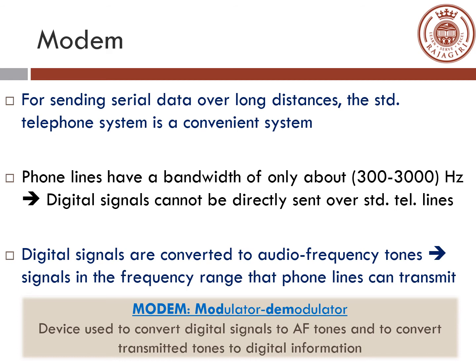So the ones and zeros need to be converted to different frequency tones in the range that the phone lines can transmit. The device used to do that is called a modem. Modem stands for modulator and demodulator. It can convert digital signals to audio frequency tones and then reconvert the transmitted tones to the digital information.